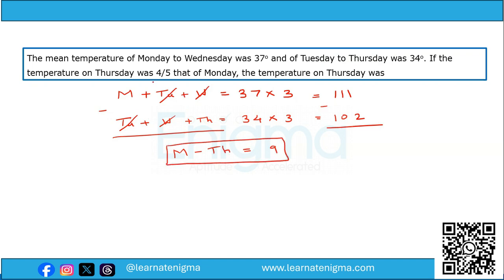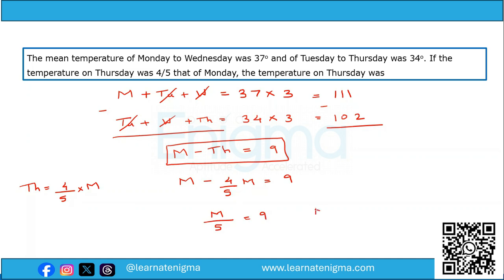Now, further, it is specifically given here that Thursday was 4/5 that of Monday. So Thursday was 4/5 of Monday. So if we substitute this in the equation, it will become M minus 4/5 of Monday is equal to 9. So therefore, if we solve this, we get the answer as M upon 5 is equal to 9.